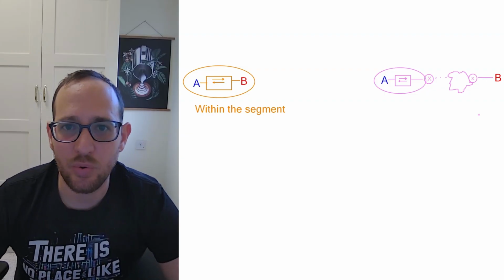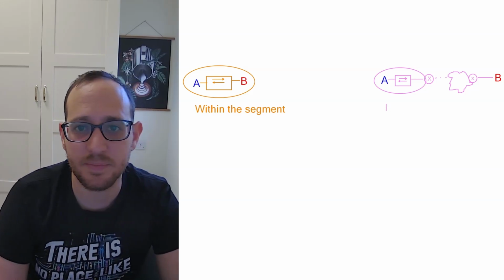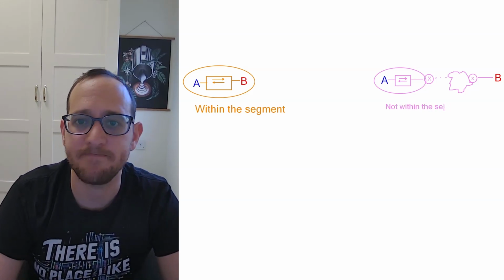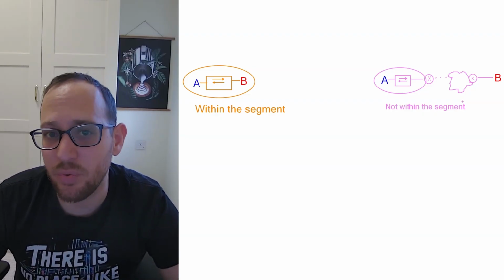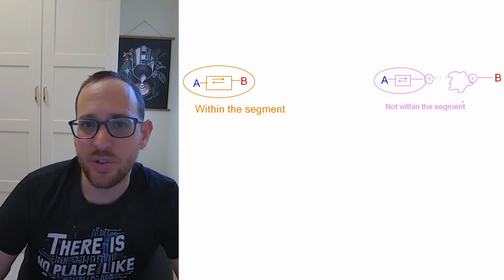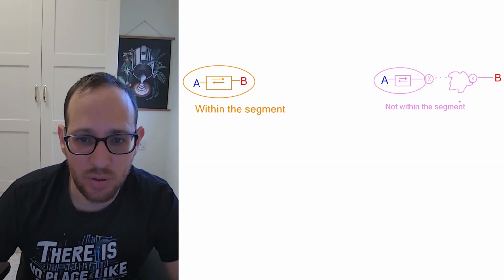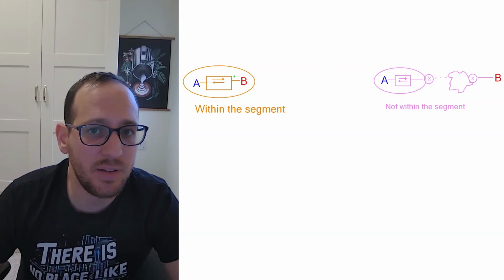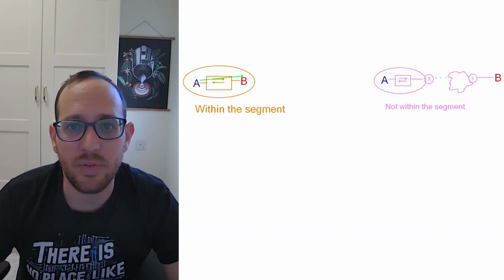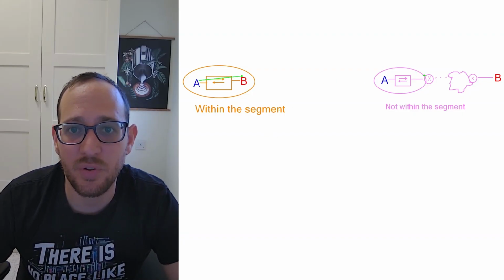In this case, where B is not within the segment, that is, B is 2 hops away from A, or more than 2 hops away, then A, in order to reach B, needs to send the packet through an intermediary, through a router. So in the case where B is within the same segment as A, the packet will travel directly from A to B. Whereas in the case where A and B do not reside within the same segment, A will send the packet first to the router, and the router will route it all the way till it gets to B.